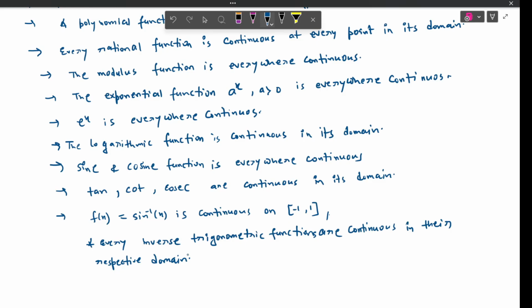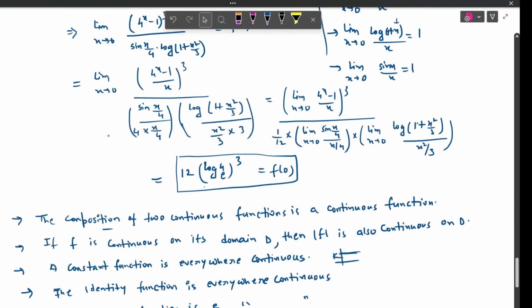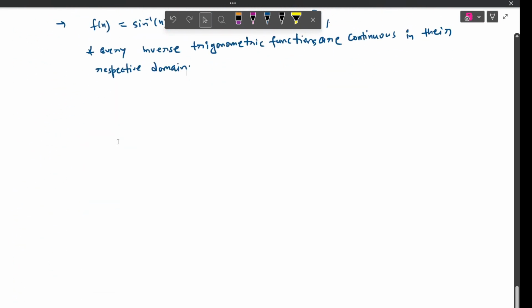Now let's see some questions so that your concept will be crystal clear. So let's see, this would be our question number 8.